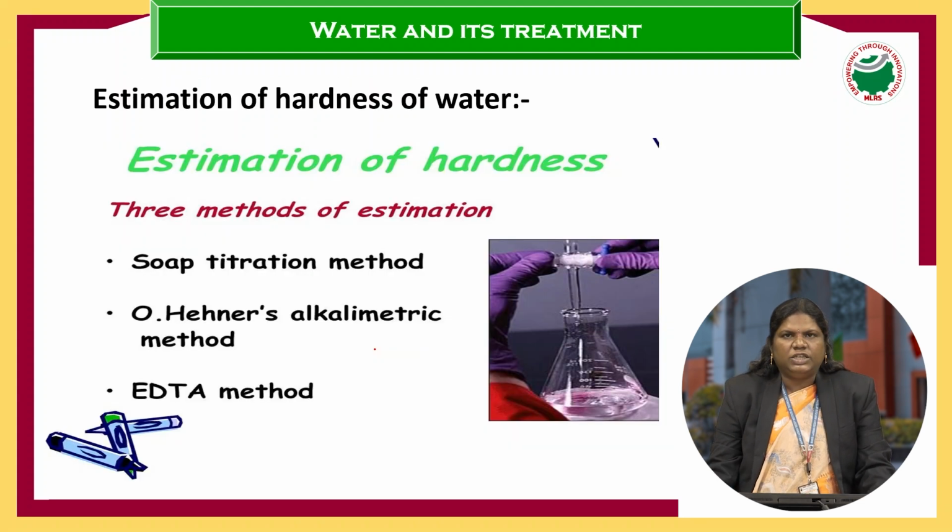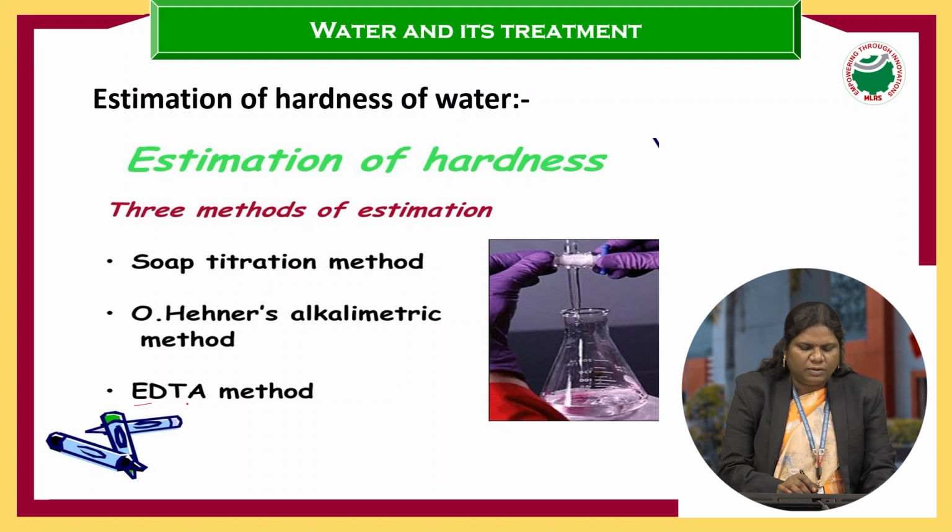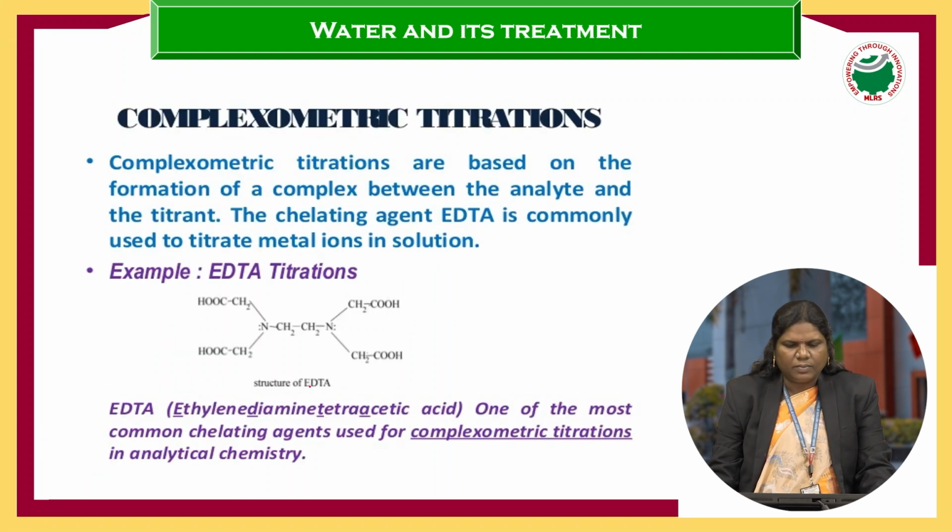And next, estimation of hardness of water. How will we estimate the hardness of water? There are three main methods: soap titration method, O. Henry's alkali method, and EDTA method. The most commonly used and popular method is the EDTA method. This EDTA method is also called the complexometric method.